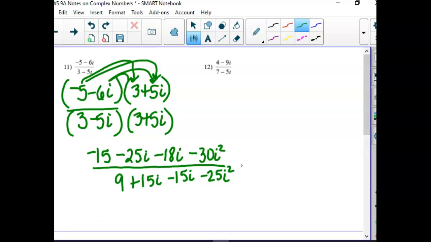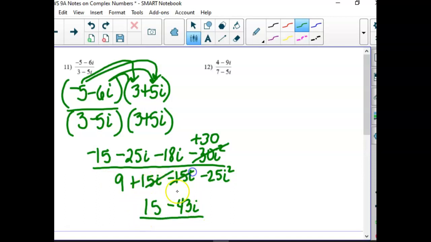Adriella, can you see from back there in that corner okay? All right. How many i's did you wind up with in the numerator, the top? Negative 43? Did someone else get that? A negative 25 and a negative 18. Okay. Now, negative 30 times negative 1 is going to become plus 30. I usually just do that and write it over the top there. And then I have a 30 and a negative 15 for my real numbers, which would add up to a positive 15.